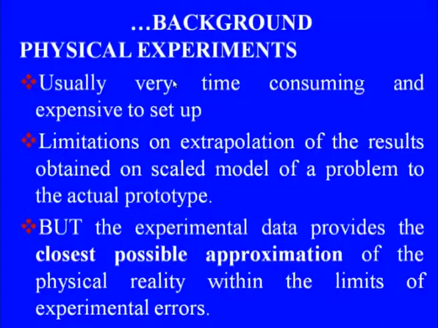So that's why experimental data is very crucial, and it provides us with what we can call the closest possible approximation to the physics of the problem or the physical reality of the problem. Of course, we should also be aware of the limits of experimental errors. There are errors involved in each measurement process, but notwithstanding those measurement errors, the experimental results provide us the best possible approximation of the real physics of the problem.